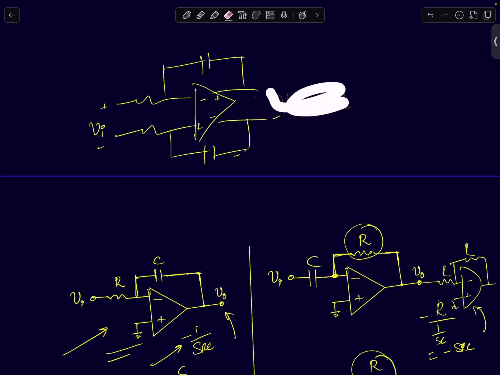That's it. If I flip my output, I'll get a negative inversion sign. So that's the other advantage of differential circuits compared to a single-ended one. Polarity flipping is very simple in differential circuits.